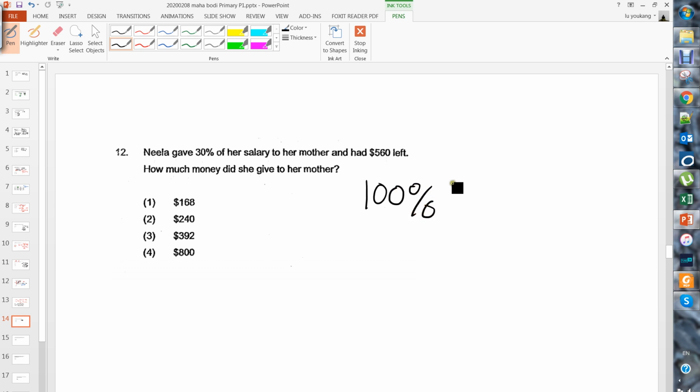So that means Nila gave 30% of her salary. So her salary starts from 100%, right? 30% for what? So she gave 30% to her mother. So 30% gave. What is left? How much is left?